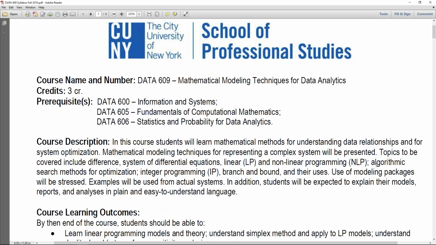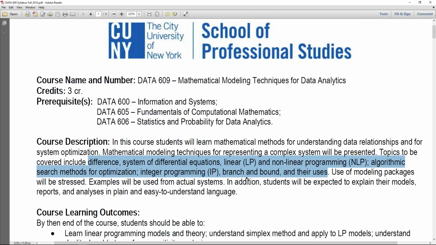In this course, we are going to learn how we can use mathematical techniques to represent complex systems, including differential equations, linear programming, nonlinear programming, and algorithmic search methods for optimization, and integer programming, one of the methods for which is called branch and bound.